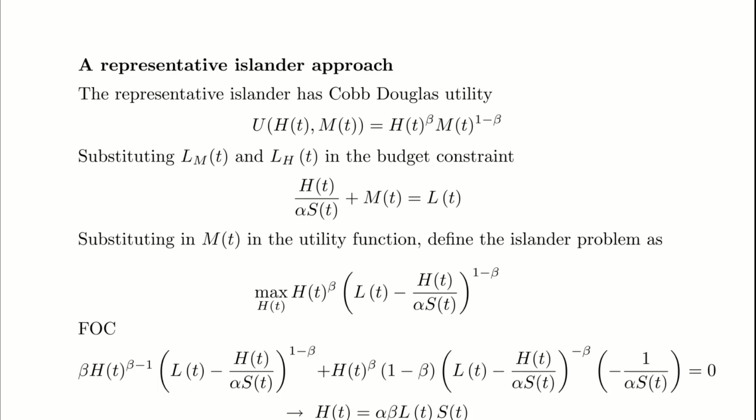I'm not going to go through all the algebra, but simply know that once simplified, we get the same harvesting quantity as before, H equals alpha beta L S. The interpretation is obvious. Since beta is the importance of food in the utility of the representative islander, the higher it is, the more labor he or she is willing to dedicate to harvesting. This representative islander approach is perfectly valid.